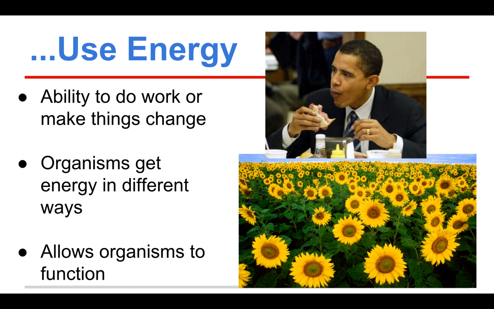If you look at the top picture, that's Mr. Obama, our president, and he is getting energy by eating a sandwich. We call him a heterotroph or a consumer. And at the bottom, you would see a plant, a sunflower, and plants use photosynthesis. All plants do that. Some plants have other special things, like that Venus flytrap, that can also help it get energy. But these plants are called autotrophs or producers.